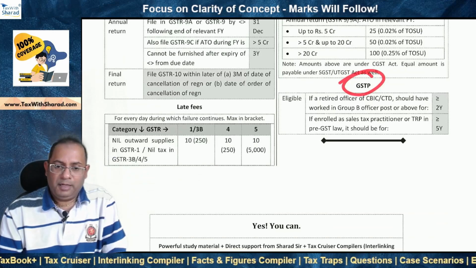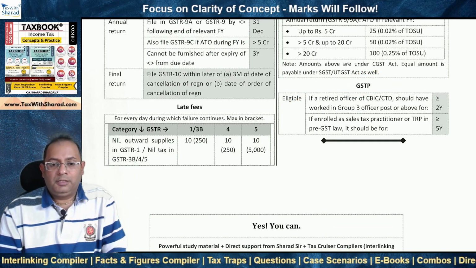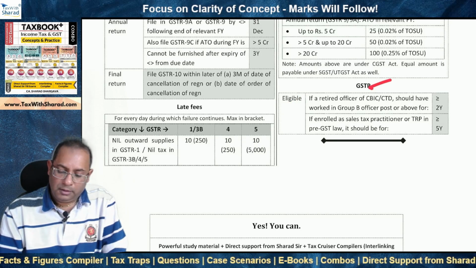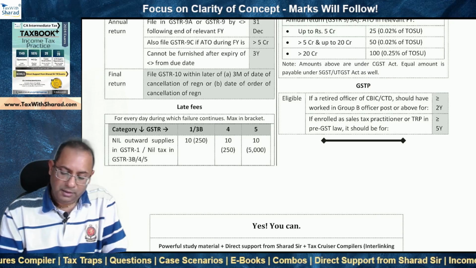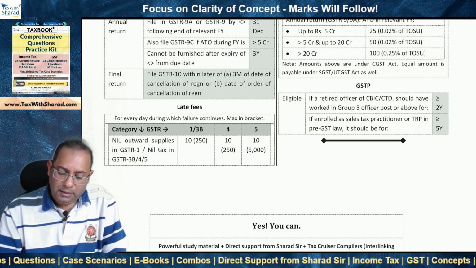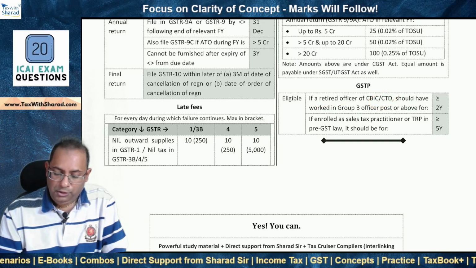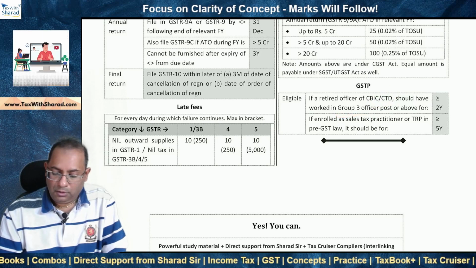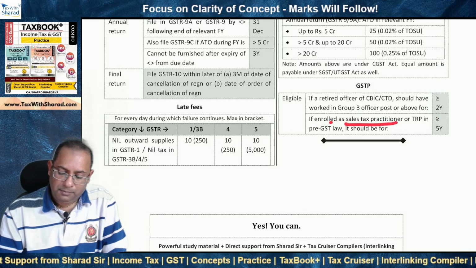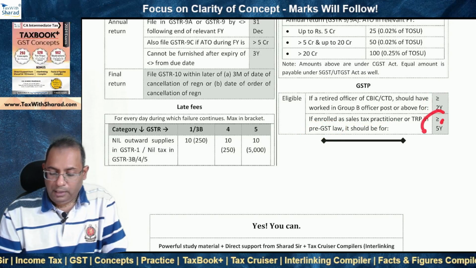Finally, we come to GST practitioners, GSTP. There are certain conditions which need to be satisfied for a person to be eligible to be registered as a GSTP, and 2 points are given here. If the person is a retired officer of CBIC or the Commercial Tax Department, then he should have worked in a Group B officer post or above for 2 years or more. If the person is enrolled as a sales tax practitioner or TRP in the pre-GST law, that should be for 5 years or more.